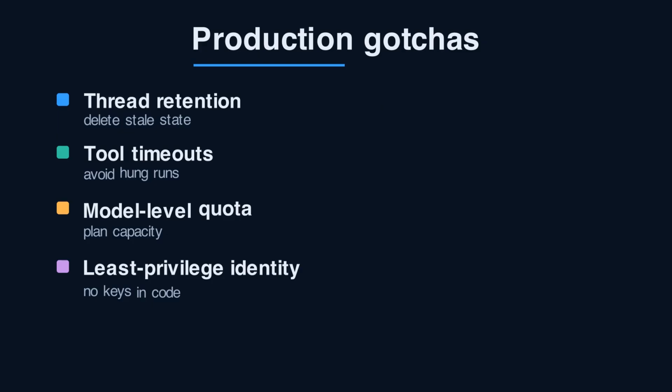Set timeouts. Third, content filters and rate limits live on the underlying model deployment, not the agent, so capacity planning happens there. Fourth, give the agent a user-assigned managed identity with least privilege on its connections instead of keys. And test tool selection. Vague instructions make the model call the wrong tool or none at all.